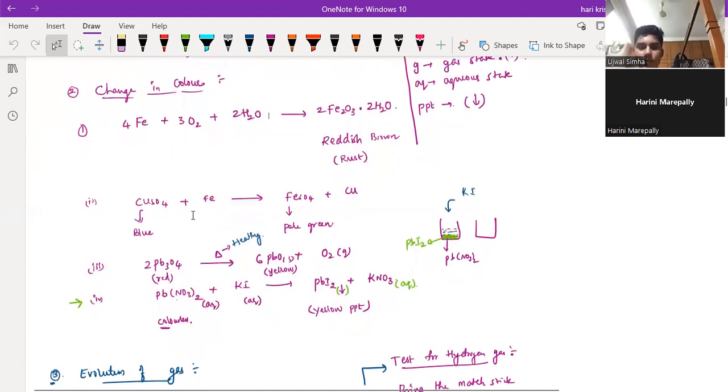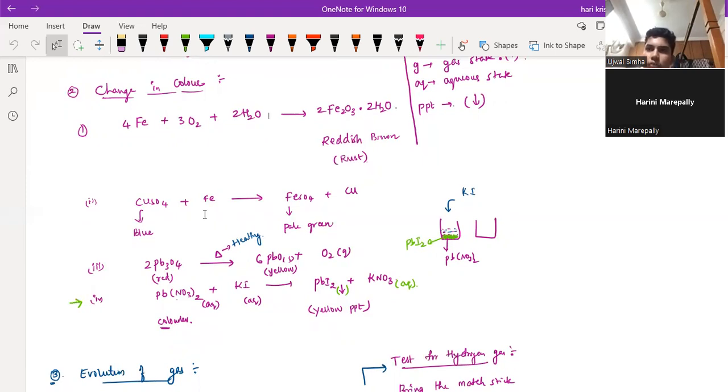So copper sulfate plus iron. How do you know whether the chemical reaction has taken place or not? By observing the color. Initially, copper sulfate is blue in color. When you dip the iron nail in that, it will slowly change into green color. When it forms the complete green color, we can say that the chemical reaction has taken place here. So only FeSO4 is formed. How are we identifying that? Only by the change in the color.